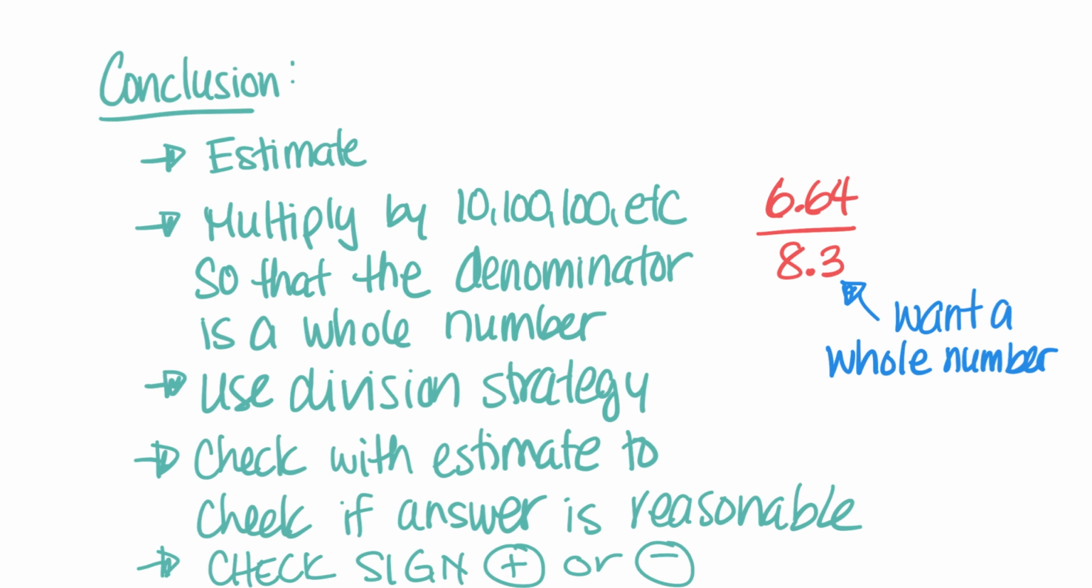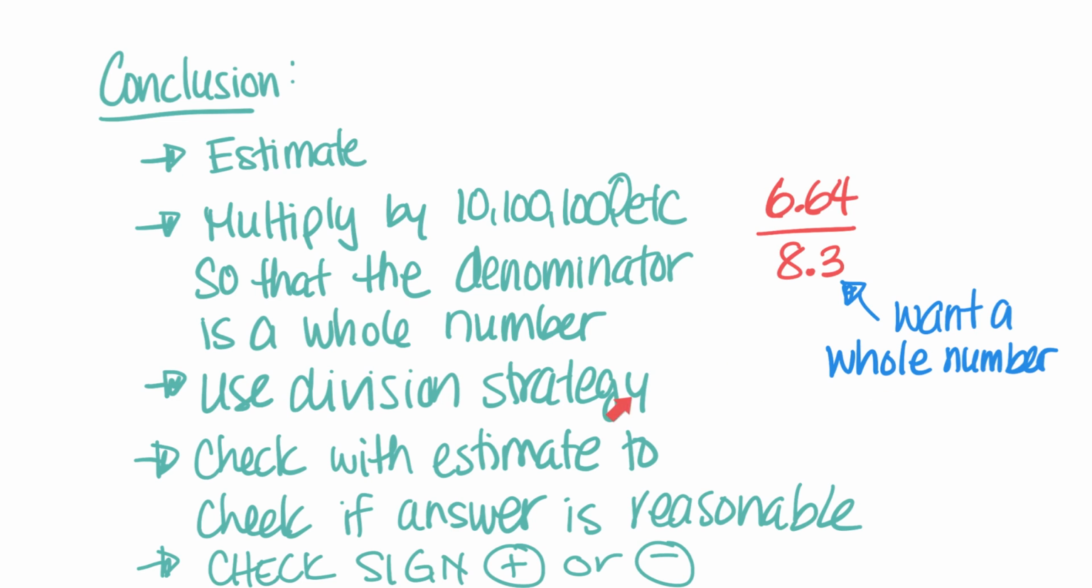All right, so a couple of things to conclude this video. First things first, estimate. And secondly, sometimes we have to multiply by a power of 10. That means 10, 100, 1,000, etc. This is what I mean here. We have 8.3 in the bottom. We want a whole number, so we would multiply that by 10.